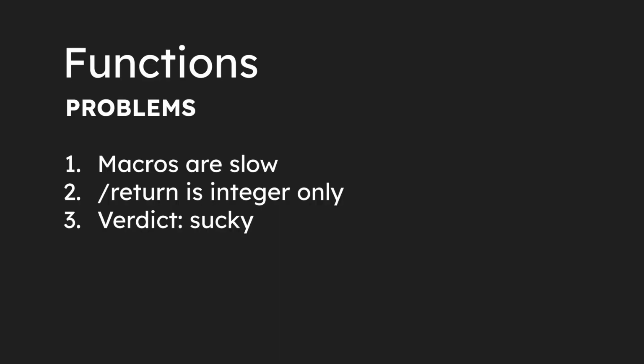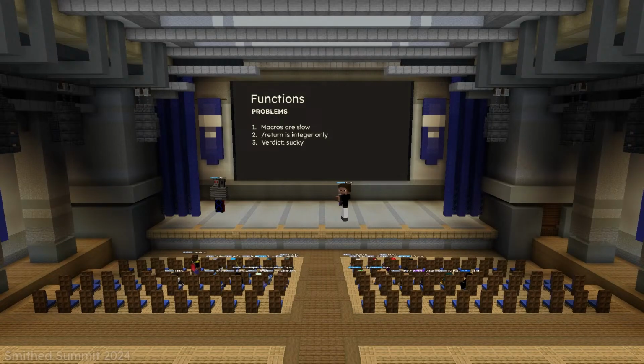But there's a couple problems here. Macros are slow because Minecraft has to recompile the code or reparse it. And as well, as I said, they don't really act the way that you would expect a normal argument to behave. As well, /return isn't the best option either because it can only return an integer value or a success or fail, and that's fairly limited as to what you can do with it. So my verdict is it kind of sucks.